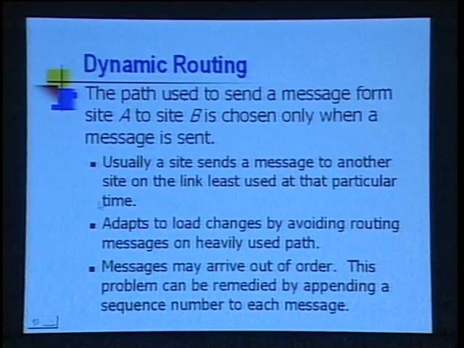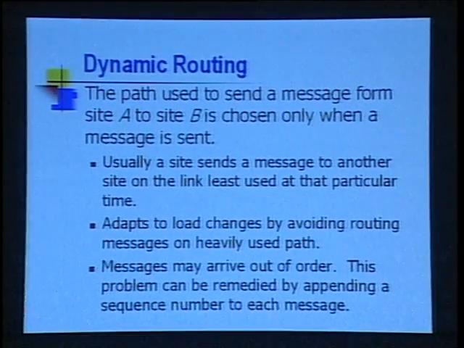The beauty of dynamic routing is that the system determines which link is least used, so that the message from machine A to machine B is transferred in the most efficient manner. It also adapts to load changes by avoiding the routes which are most heavily used. The messages in dynamic routing may arrive out of order. This problem can be remedied by appending a sequence number to each message.